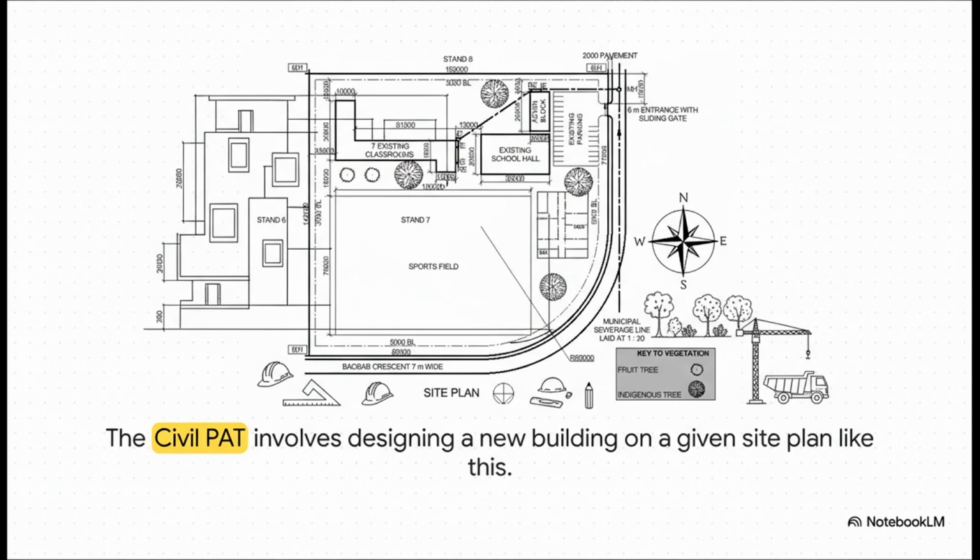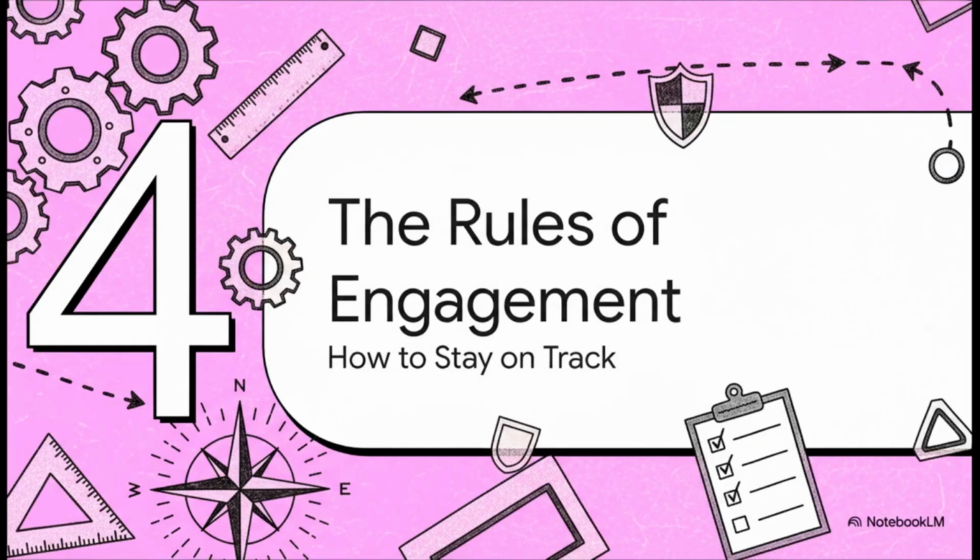This is an example from the civil PMT. You'd be asked to design a new building on a site plan that they give you, kind of like this one here. It really gives you a feel for the kind of real-world problems you'll get to solve. All right, once you've picked your project, you need to know the rules of the game. So let's get into the next section, the rules of engagement. This is all about how to stay on track and out of trouble.